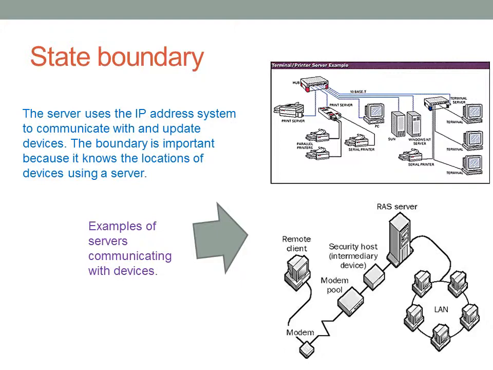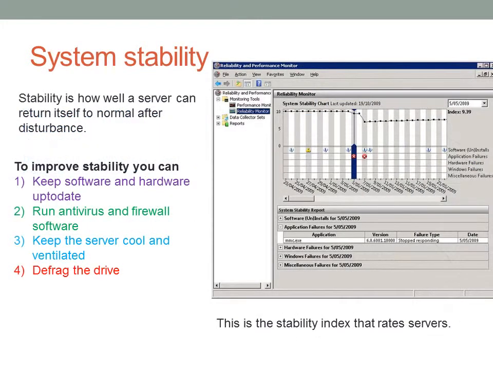System stability is also known as steady state. This refers to the ability of a system to return itself to a good state after it is disturbed. This is important because if a system is not stable, it will crash and fail often. The stability of a server is measured using the stability index. It is measured from 1 being unstable to 10 being stable.